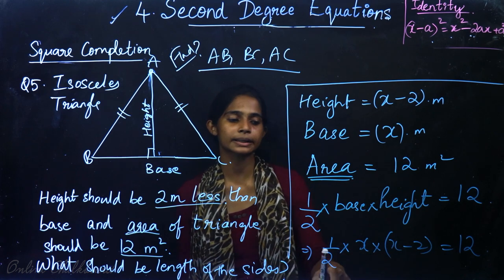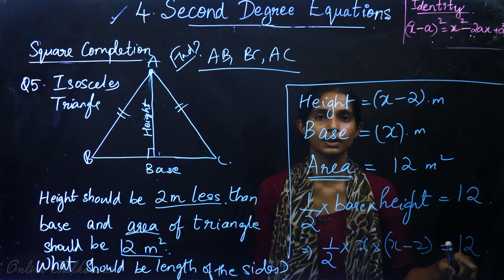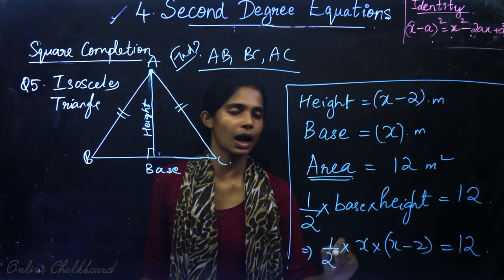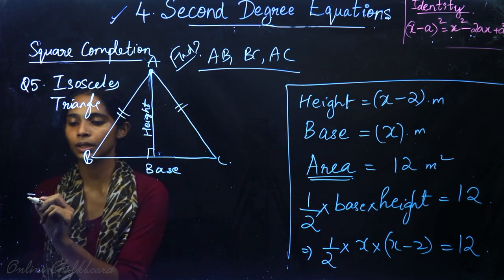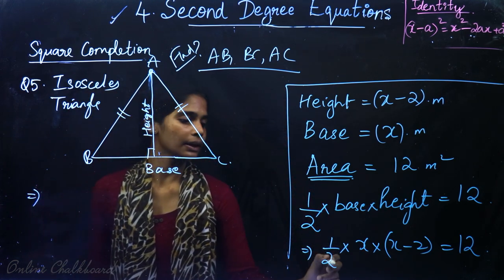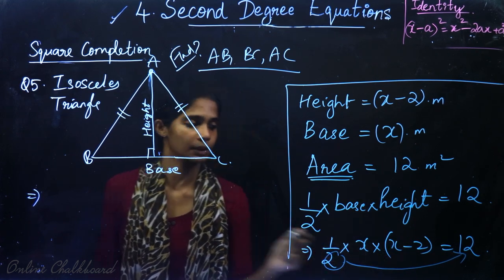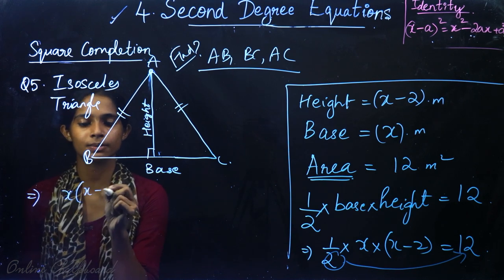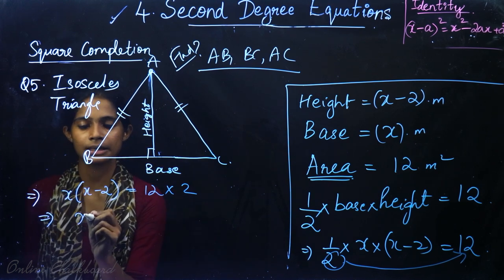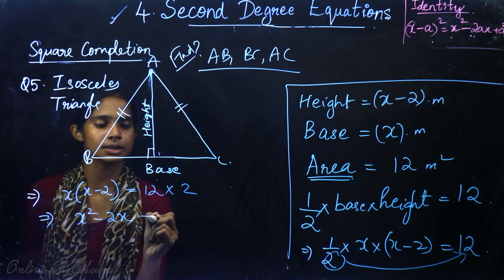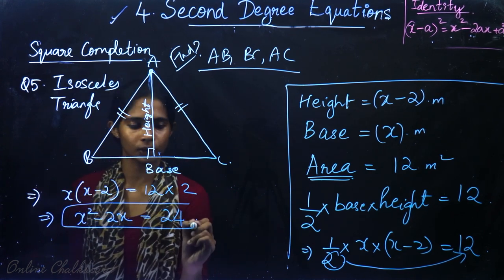So, here we have the next step. x into (x minus 2) is 12 into 2. So, we have half into x into (x minus 2) is 12, and we have to simplify this. Now, we multiply both sides by 2. So, you get x into (x minus 2) is equal to 12 into 2. That can be written as x square minus 2x is equal to 24. Okay, so we have an equation.